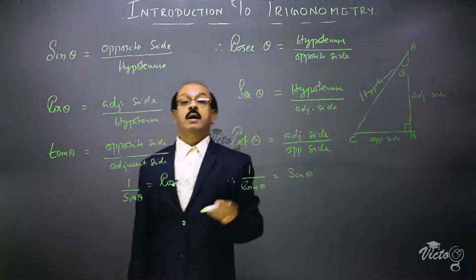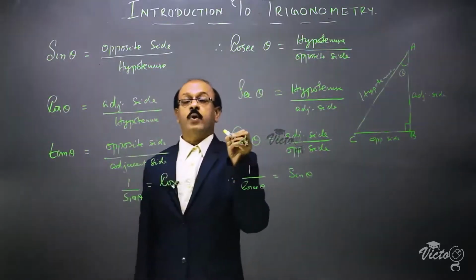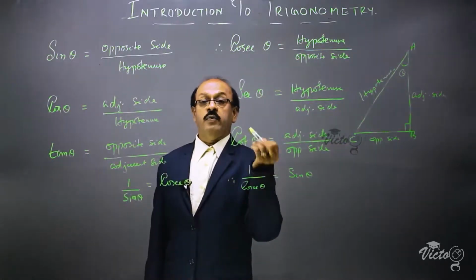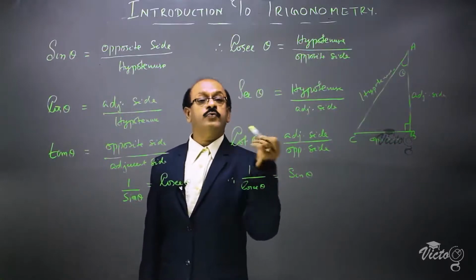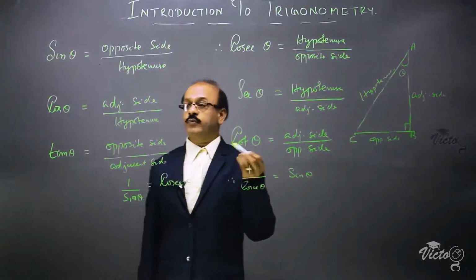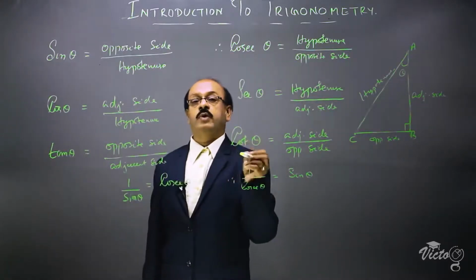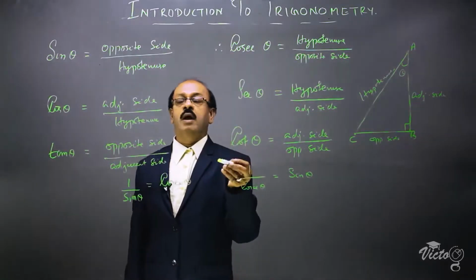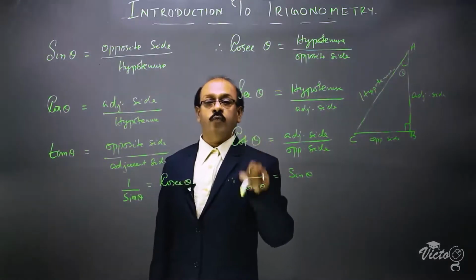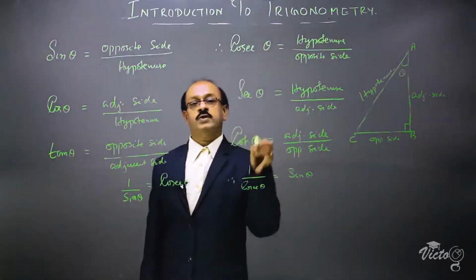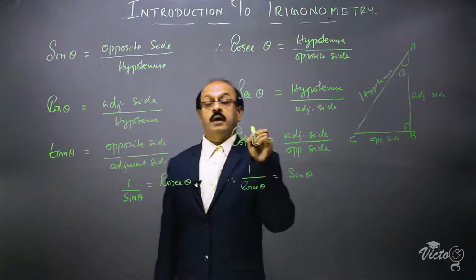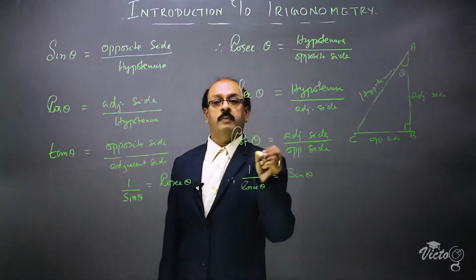For example, if 2 is the reciprocal of 1 by 2, then 1 by 2 will be the reciprocal of 2. What is the reciprocal of 2? It is 1 by 2. Similarly, the reciprocal of 1 by 2 will be 2. Another example: what is the reciprocal of 3 by 4? The reciprocal of 3 by 4 is 4 by 3. Therefore, the reciprocal of 4 by 3 will be 3 by 4.